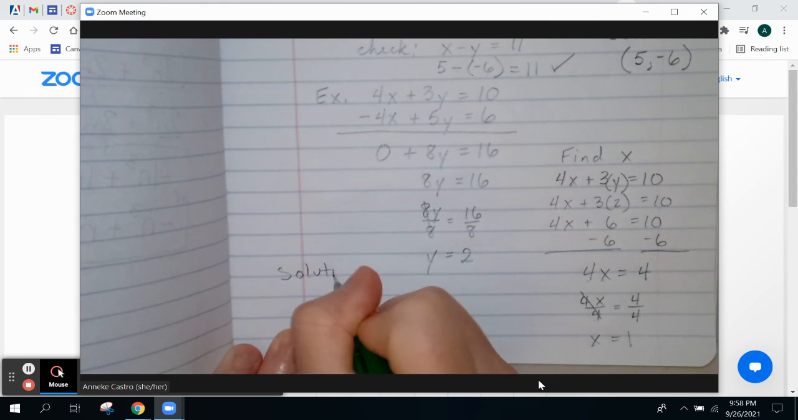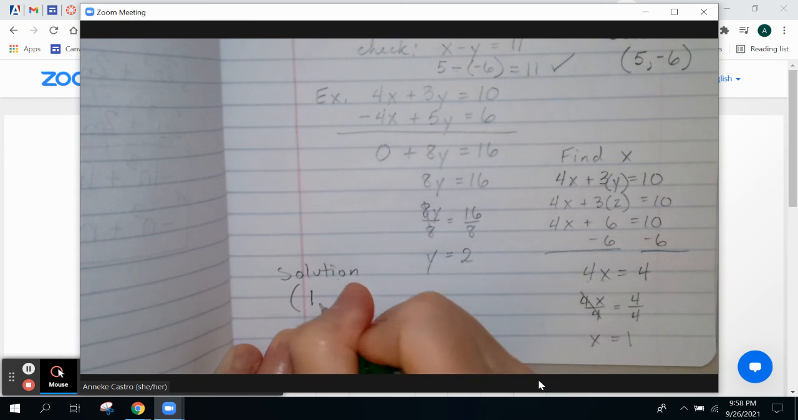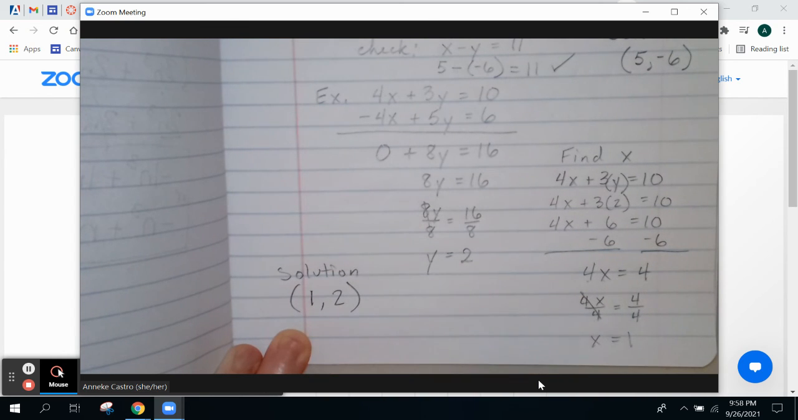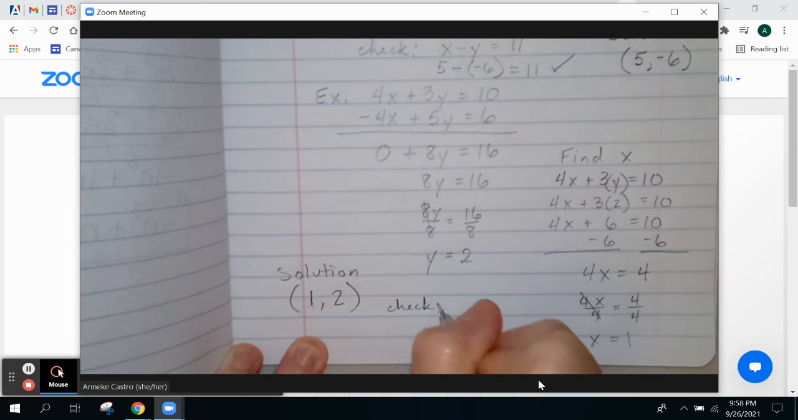So my solution, I'll write it over here. I don't have room on the other side. My solution, it looks like, is going to be 1, 2. Again, alphabetical order. X goes first. Doesn't matter that we solved for y first. When we write the solution, it's always alphabetical order, x and then y.